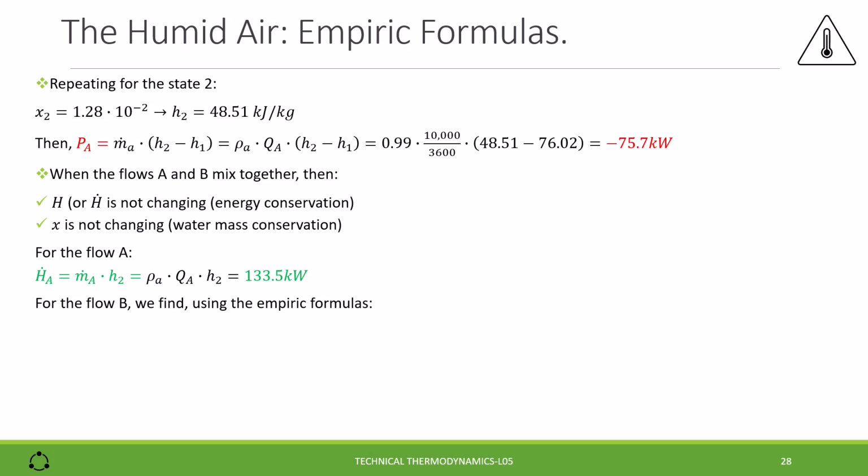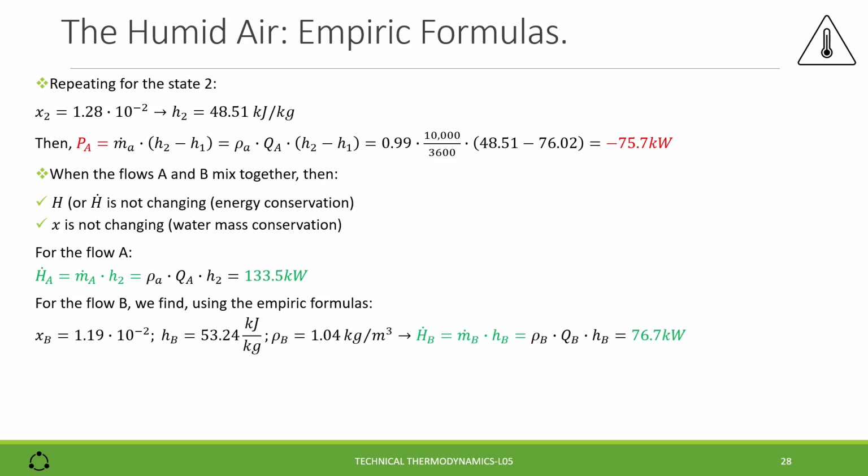For the flow B, we find, using the empiric formulas, both the absolute humidity XB and the specific enthalpy HB, and also we can find the density using the state equation. The enthalpy flow HB is then the product of the mass flow and the enthalpy, and we find 76.7 kilowatt.